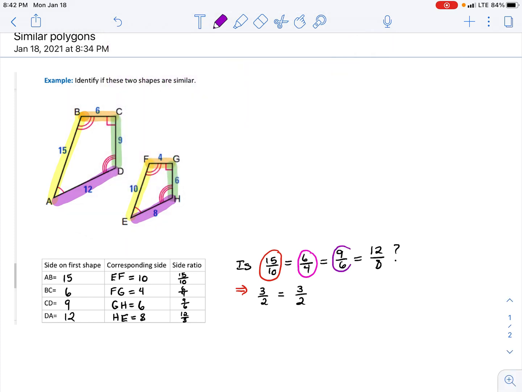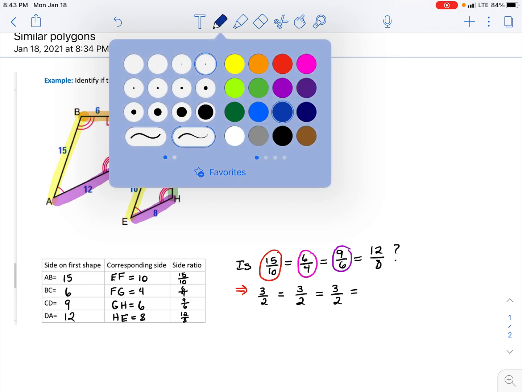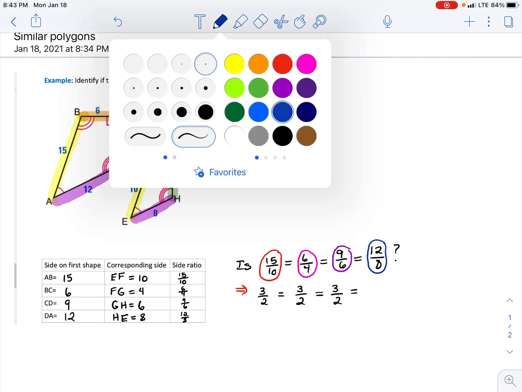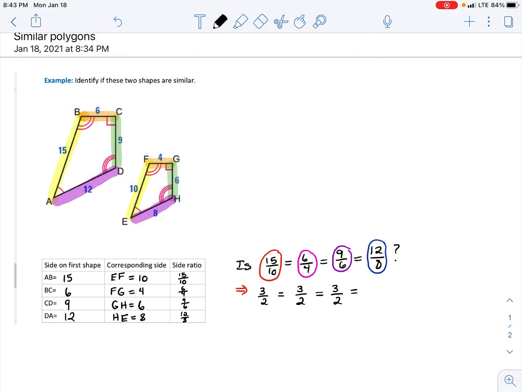And then looking at 9 over 6, we see that both 9 and 6 have a 3 as their greatest common factor. So we're going to divide both 9 and 6 by 3. And we see that this is going to be 3 over 2. And then for 12 and 8, we have that their greatest common factor is 4. And so dividing both top and bottom by 4, dividing both 12 and 8 by 4, we get that this is also going to be 3 over 2.